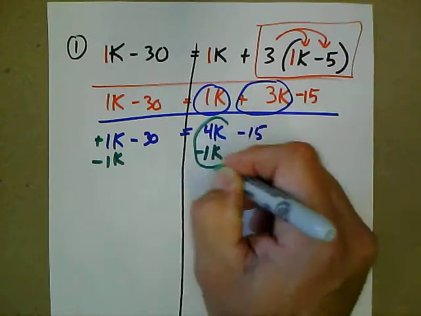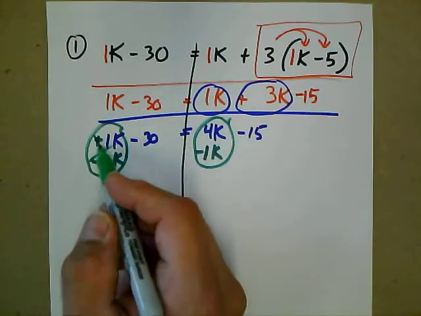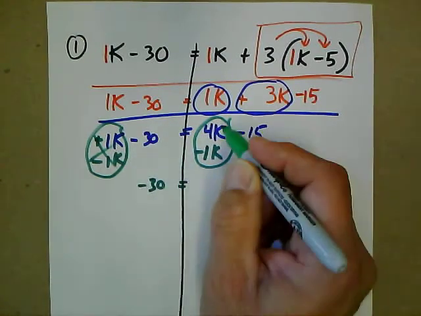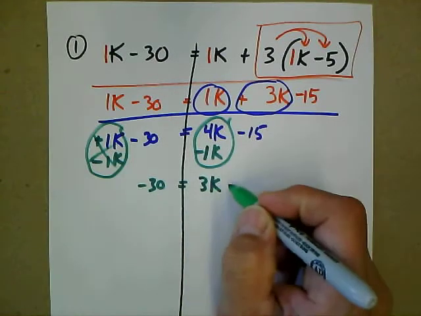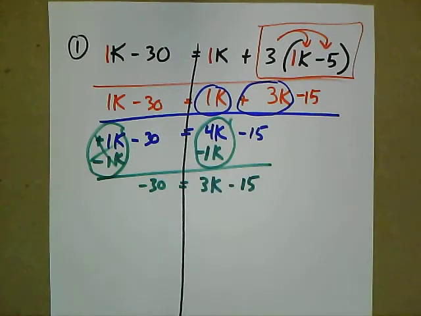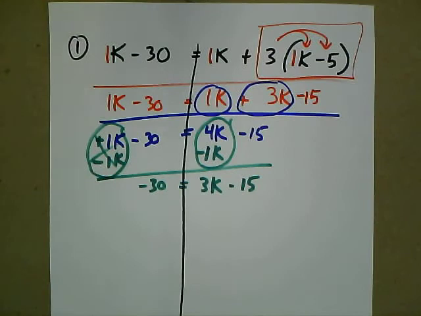Make sure we're taking our k's. That's the important part. We're eliminating them. Our opposite operations, our +1 and -1, all disappear. We're left with that. -30 equals 4 minus 1 is 3k. Make sure you remember the k, guys. We keep losing those. And we bring that -15 down. Let me jump to our next step was remove what is added or subtracted to the variable.